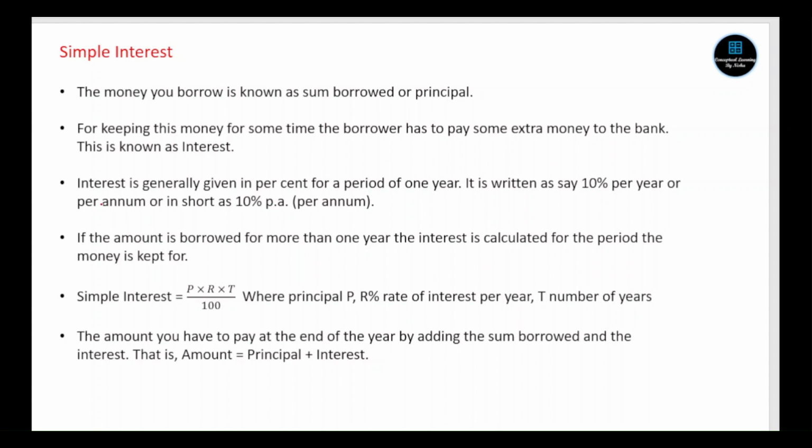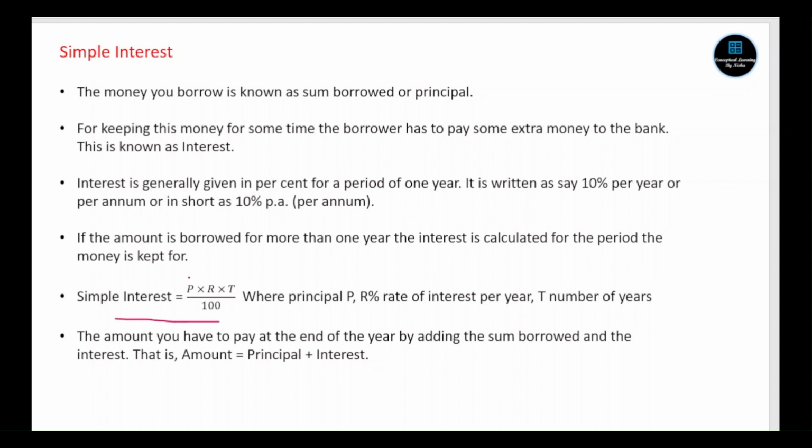Now the interest is usually counted per year, or maybe per 6 months, or quarterly. Here we are talking about per annum interest. Now the amount borrowed is calculated for the period of time, how many months or how many years you have borrowed that money. So using all those parameters we can find the simple interest as P into R into T.